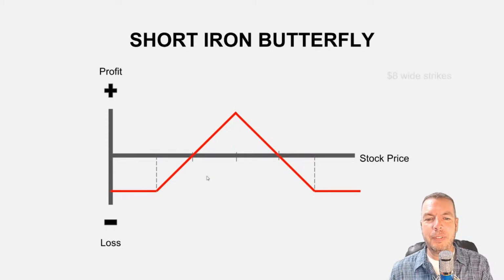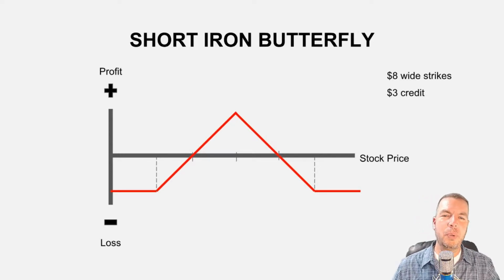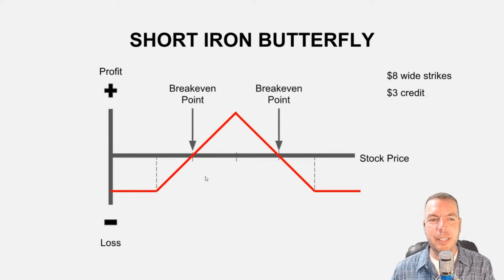Now let's say we received a credit on this trade of $3. Now that $3 credit is going to help move out our break-even points, correct? So when we sell that iron butterfly, we received a $3 credit. So our break-even points would basically be from the sold position where we sold those strikes, $3 out on each side. So we have $3 out on this side. The stock could move up $3 on the call side. It can move $3 down on the put side before we actually start to lose money. Now, how much money are we going to lose?